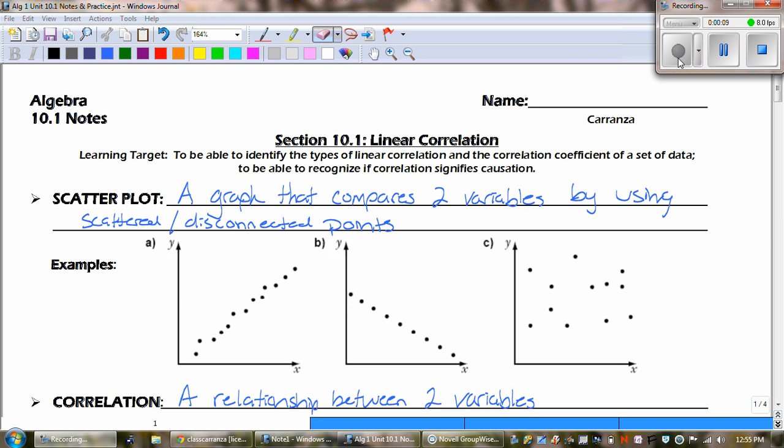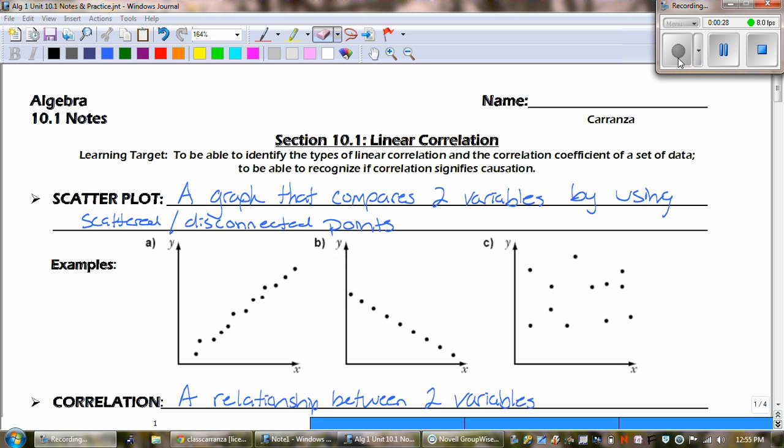Today we're talking about linear correlation, the beginning of our new unit, all on statistics. Our learning target today is to be able to identify the types of correlation and the correlation coefficient of a set of data, and to be able to recognize if correlation signifies causation.